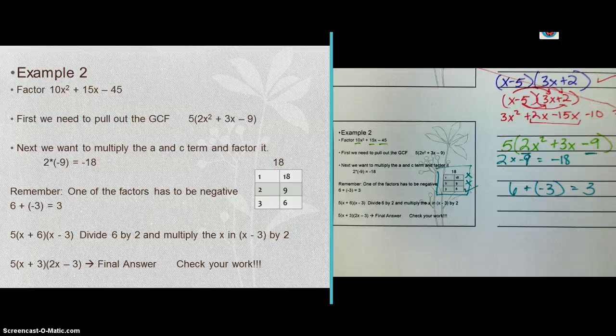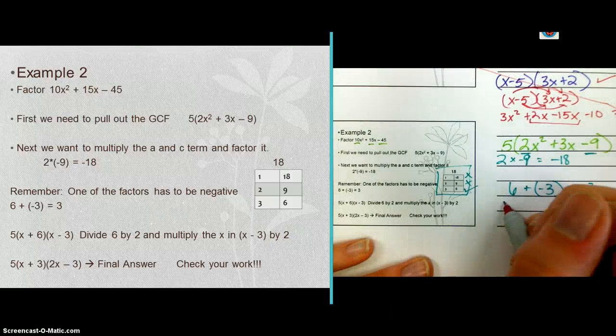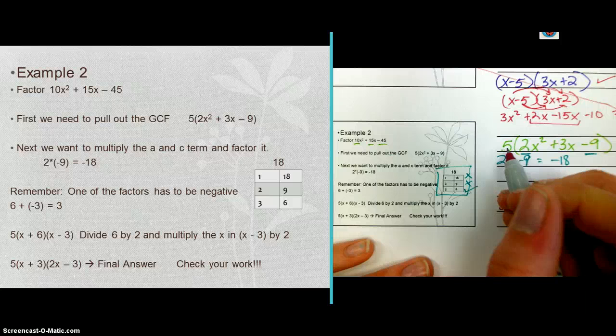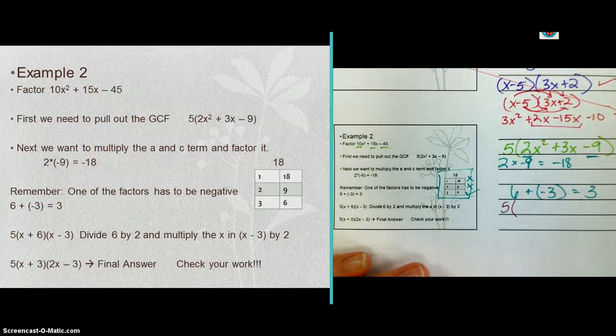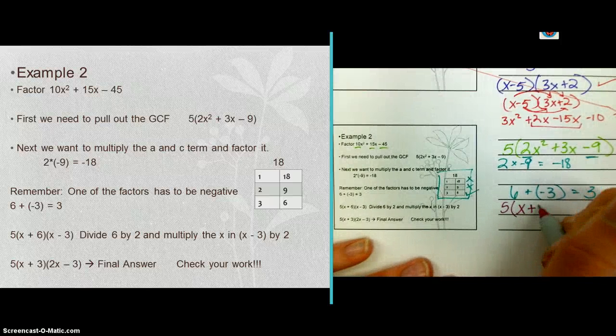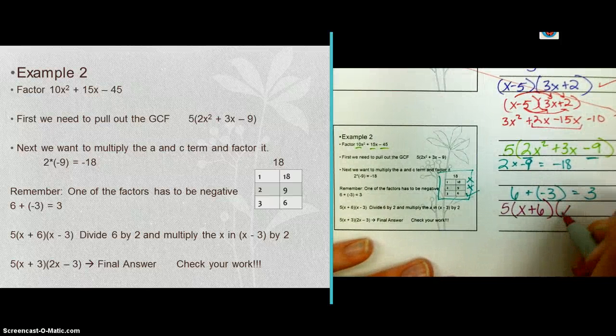6 and negative 3. If I rewrite that, I have 5 first. Remember, you have a number over here outside your parentheses. Do not forget about your GCF. It's still included. x plus 6, x minus 3.